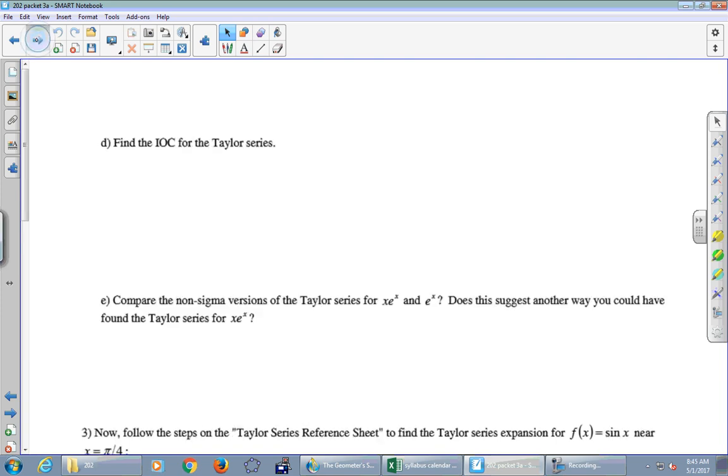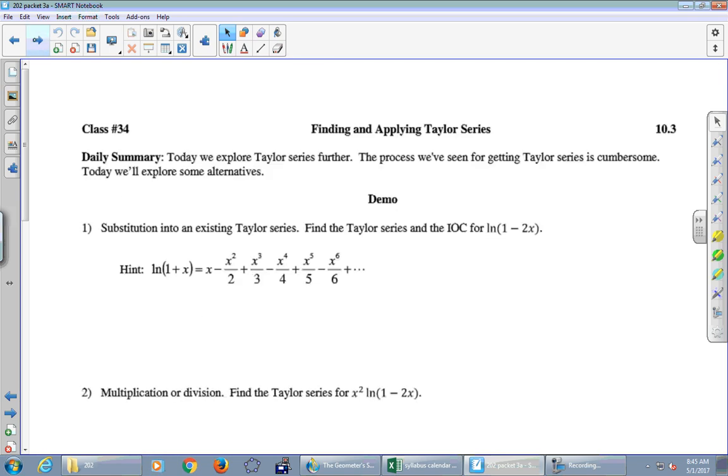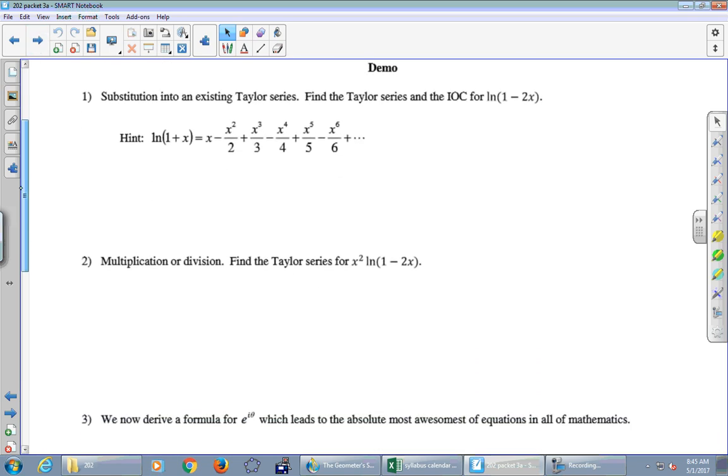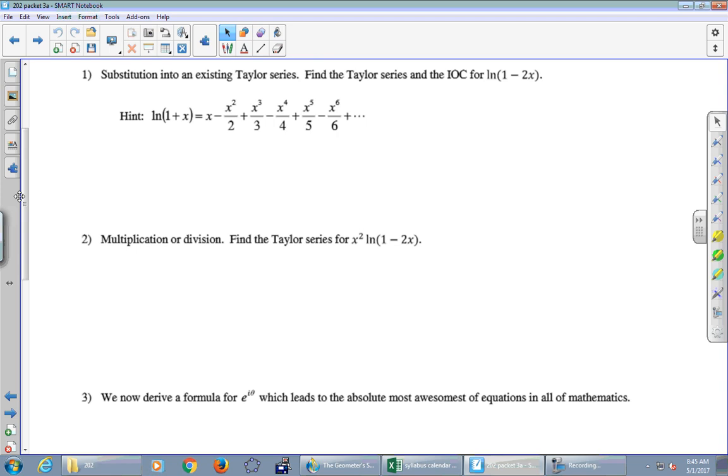Sometimes you can get to the final answer, that is the Taylor series, without going through that entire process. And that's a little bit of what we're after today. So here's some alternatives. Number 1, you could substitute into an existing Taylor series sometimes.